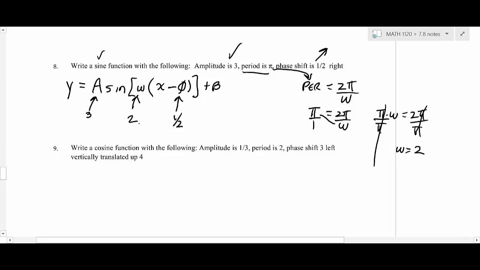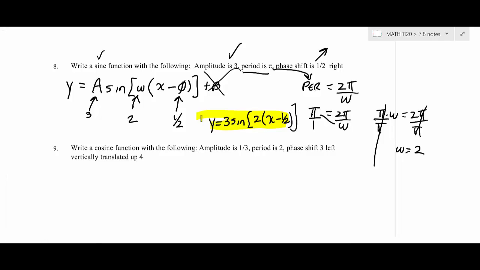That's it. It doesn't have an up-down transformation, so we don't worry about B. So that means the final answer is going to be y equals 3 sine of 2 times x minus 1/2. Okay, so that is the equation that has those characteristics, like that. Now see, we did that in an earlier section, we just didn't do the phase shift. That's the only difference in this section, is you're adding in the phase shift.